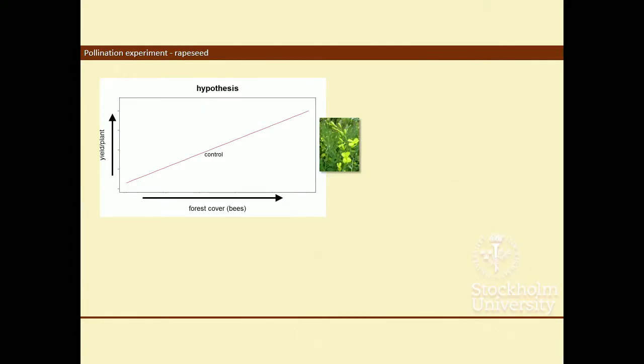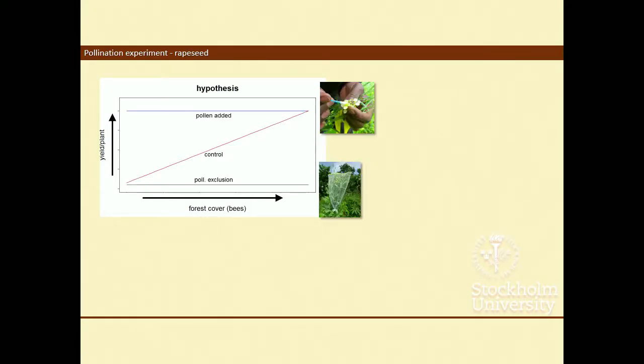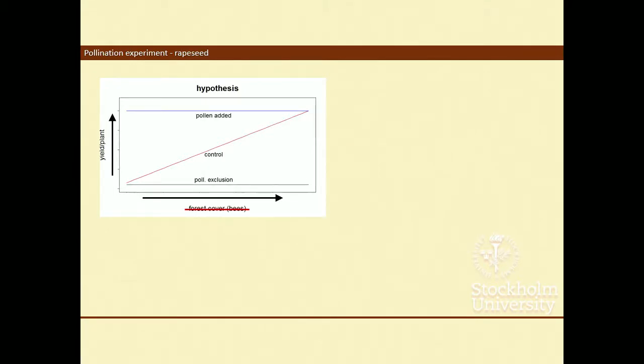So our hypothesis was that the yield from the control plants would increase with increasing forest cover, like the bees did. And the other treatments, the ones with pollen added and the ones with pollinator exclusions, wouldn't be affected by forest cover. The plants with pollen added would have the highest yield, and the ones with pollinators excluded would have the lowest yield. But what we found was that forest cover didn't affect the results at all.